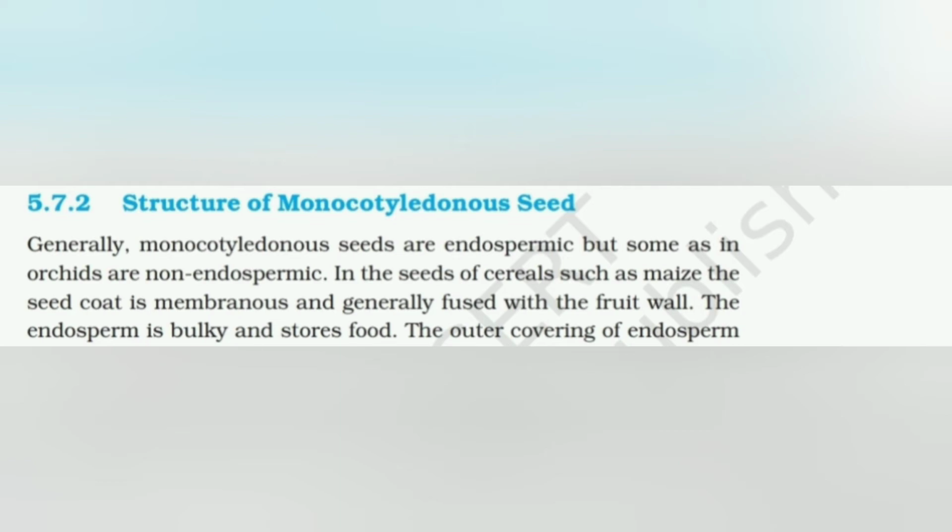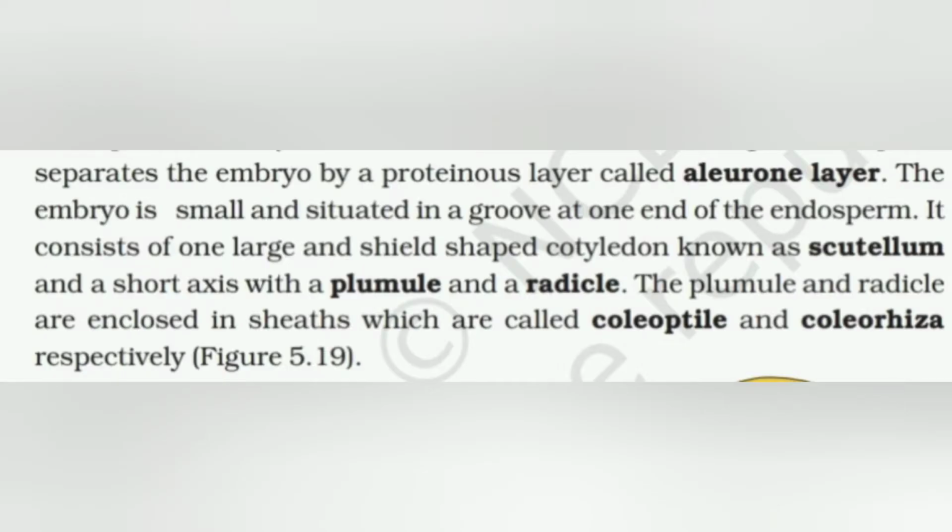The outer covering of the endosperm separates the embryo by a protein layer called aleurone layer. The embryo is small and situated in a groove at one end of the endosperm. It consists of one large and shield-shaped cotyledon known as scutellum and a short axis with plumule and radicle. The plumule and radicle are enclosed in sheaths, which are called coleoptile and coleorhiza respectively.